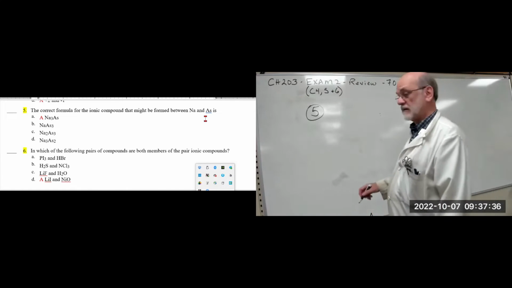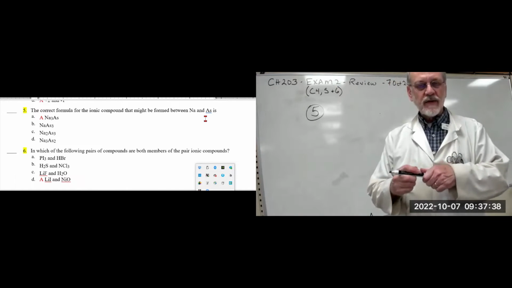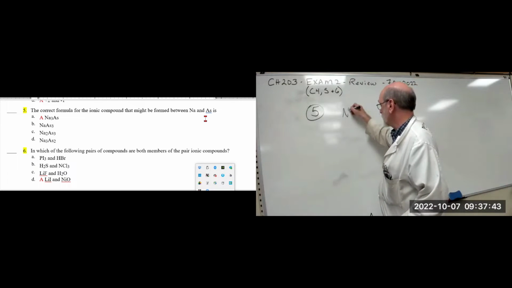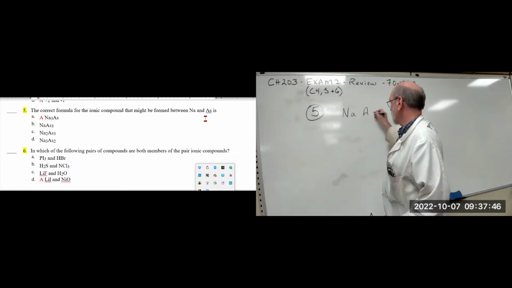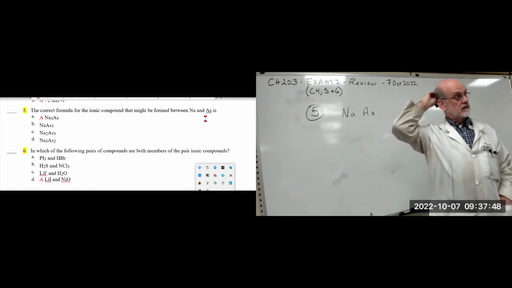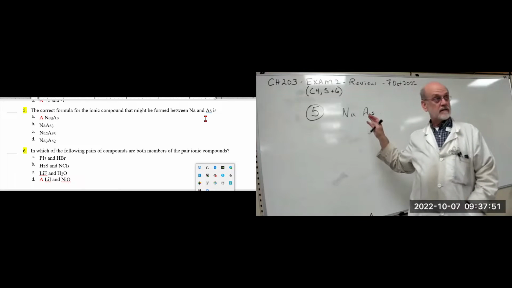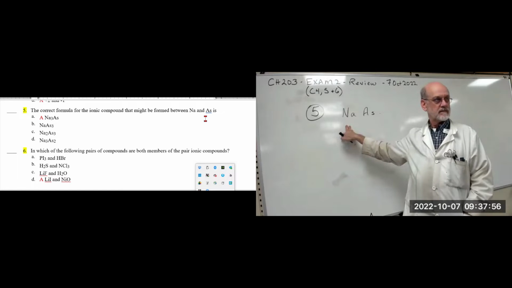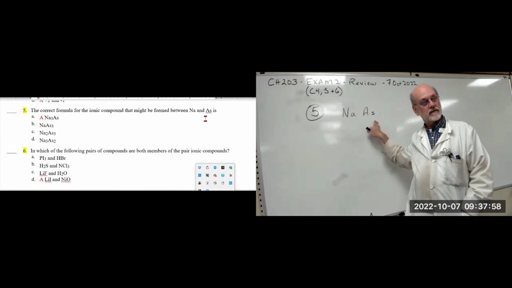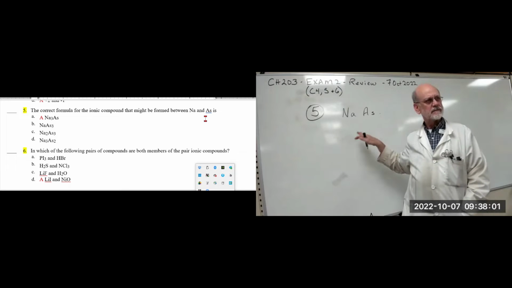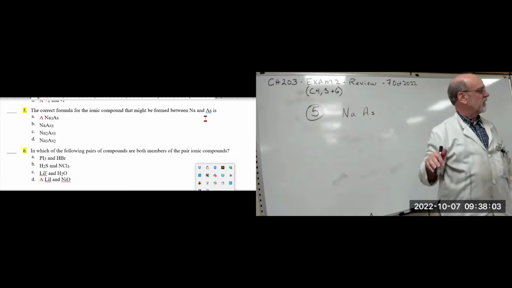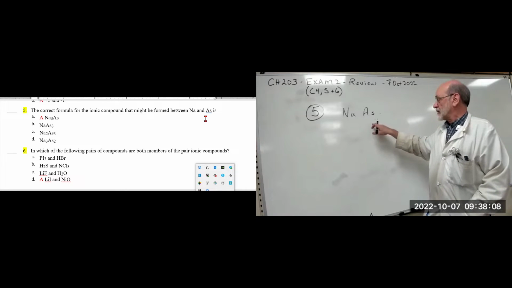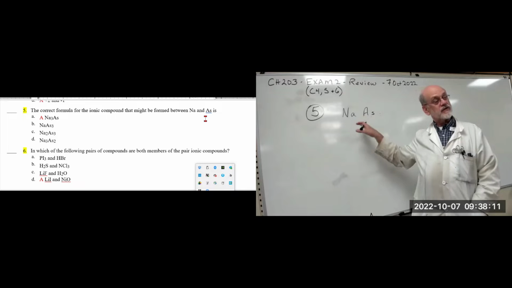The correct formula for the ionic compound that might be formed from sodium and arsenic is what? If we want to make sodium and arsenic in a compound, can we do that? What's sodium? Metal. What's arsenic? Looks like a non-metal. Actually, it's a metalloid. It's one of those that can go both ways. So sodium's in the first group. If it's going to have a charge, what will it be?